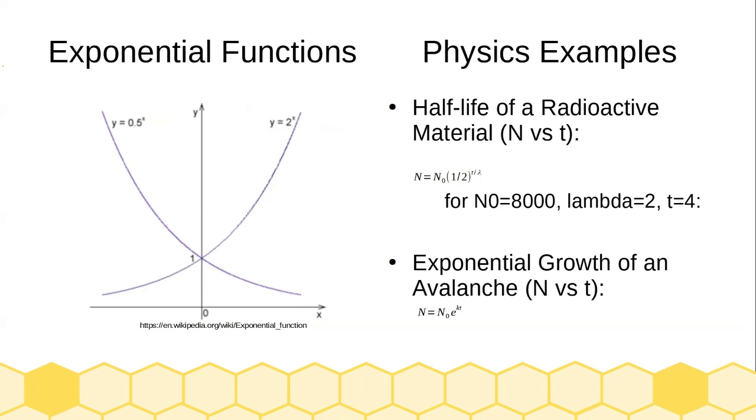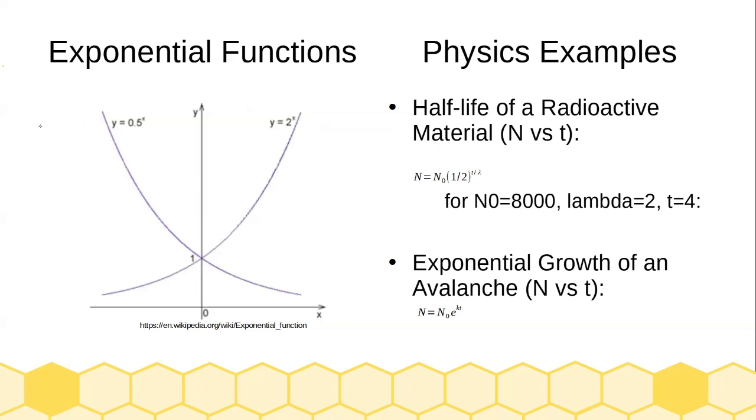But if you have a number that's smaller than 1, such as 0.5, then it's going to go down. It's going to get smaller and smaller and approach 0 instead of approaching infinity as x gets bigger and bigger. So a physics example of this is the half-life of a radioactive material. So n equals n naught times 1/2 to the t over lambda.